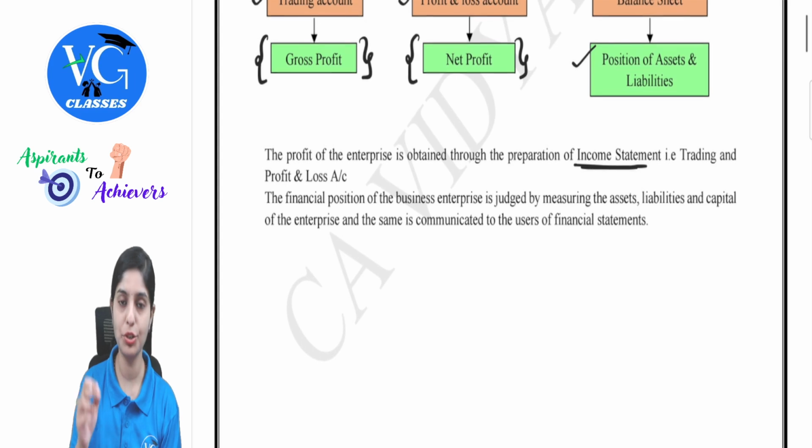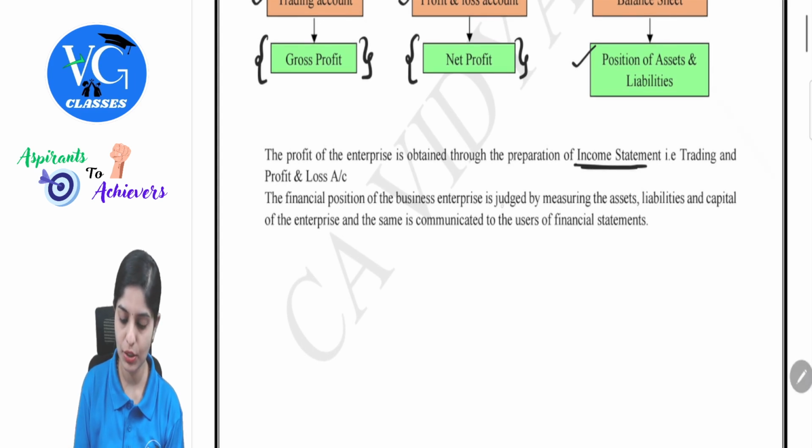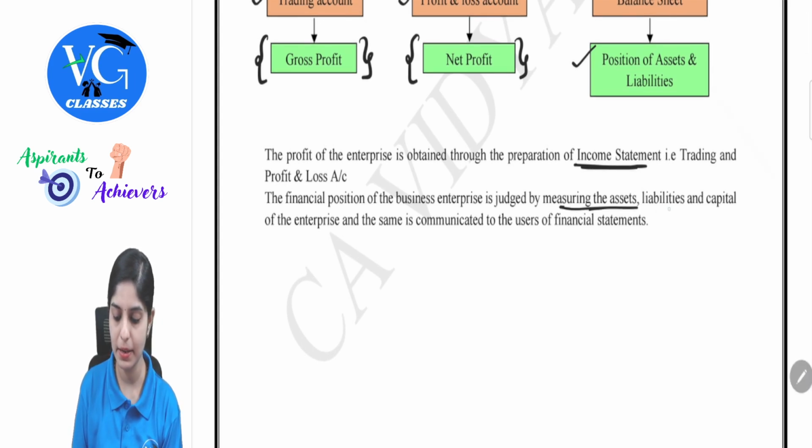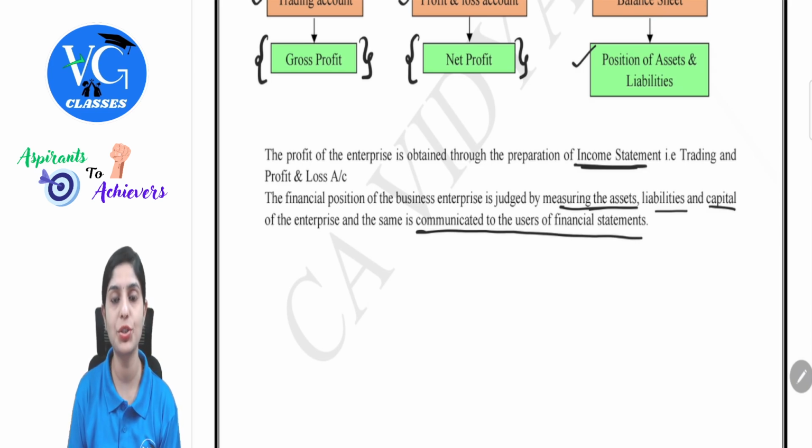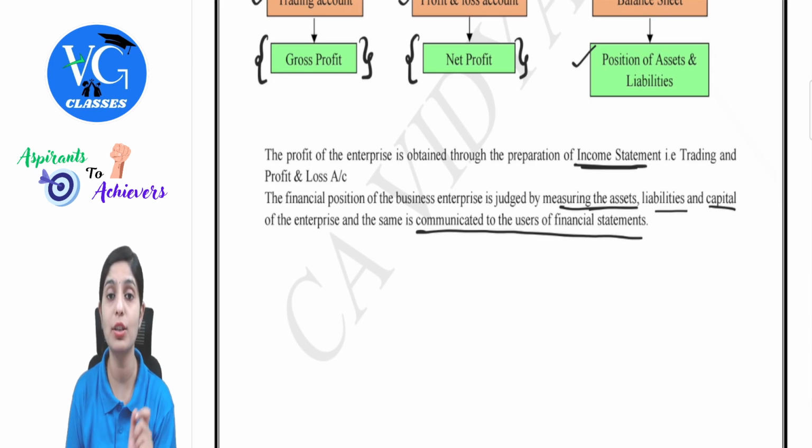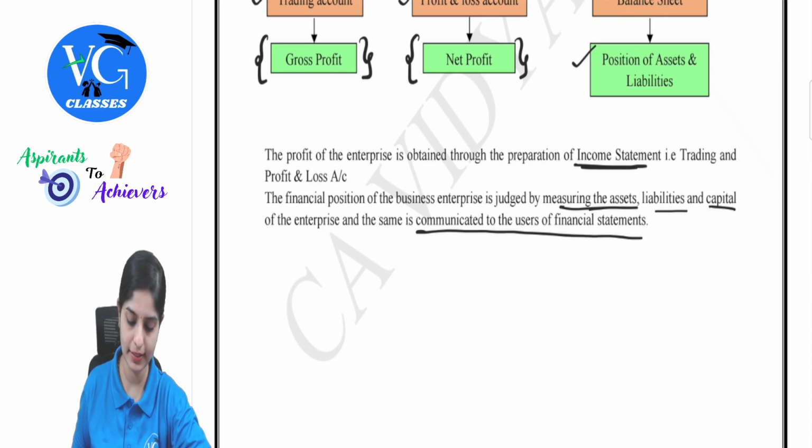The financial position of the business enterprise is judged by measuring the assets, liabilities and capital, and the same is communicated to whom? Ultimately, whatever we present is important because it needs to be communicated to the users of financial statements. If you have read the initial theory chapter, this is the ultimate objective of the entire accounting process, that is to communicate to the users of financial statements.